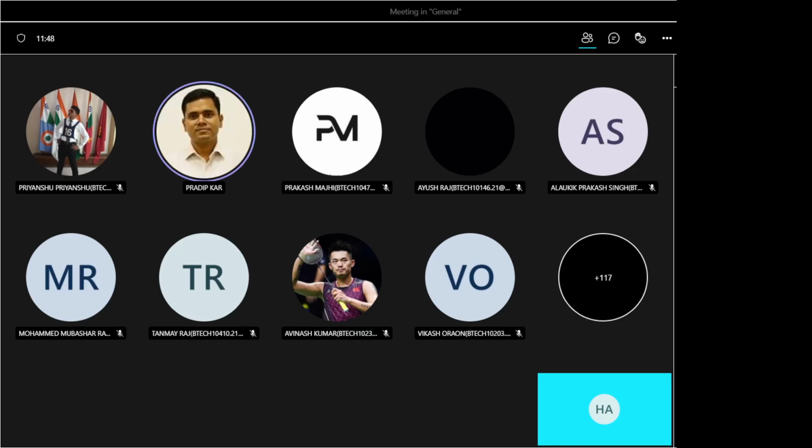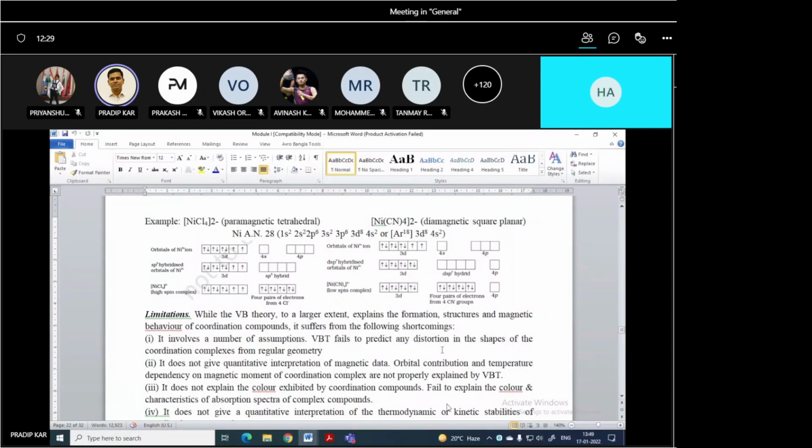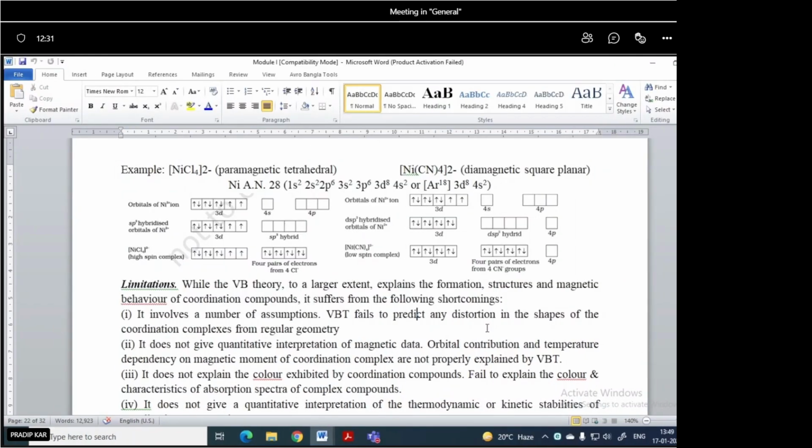Hello, am I audible? Nickel chloride, NiCl4. In case of this, the Cl minus is a weak field ligand. And as it is a weak field ligand, it will use the outer orbital. Here there is no need to use the d orbital because 4 ligands are present. So it is having total 1 s and 3 p, so mixed up to sp3 hybridization.